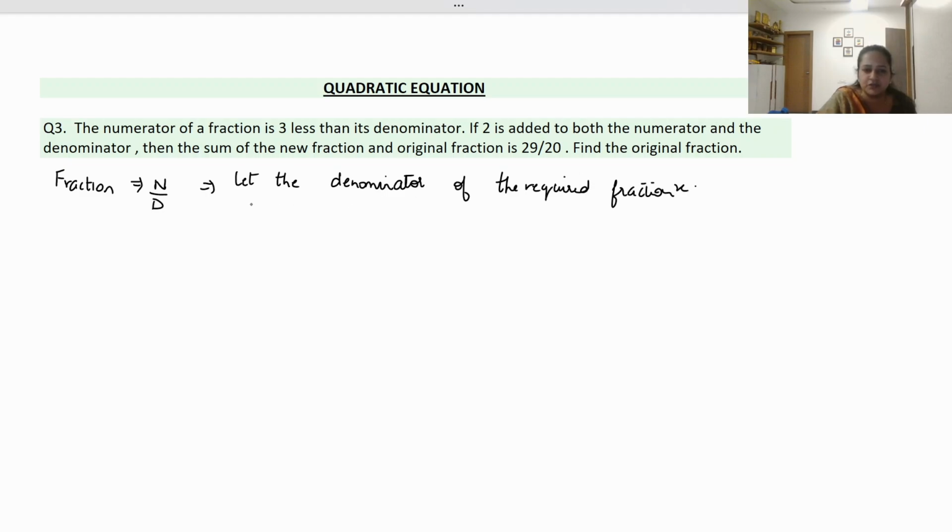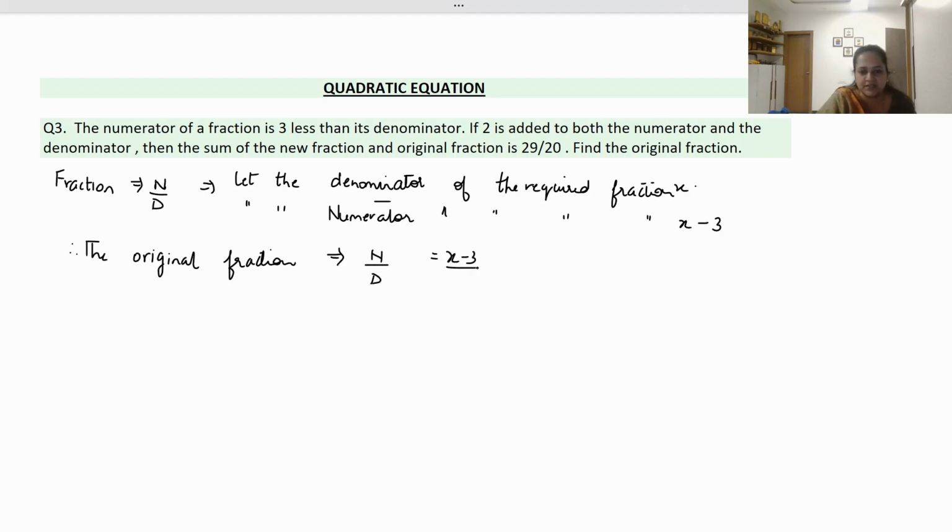So what is the numerator going to be? It is 3 less than the denominator. Denominator is x. It is 3 less than denominator. So what is your required fraction, or therefore the original fraction? The original fraction is numerator upon denominator, which is x minus 3 upon x. So this is your original fraction.